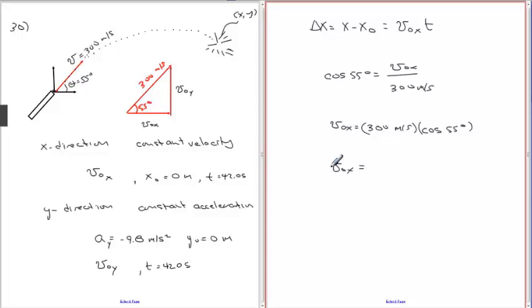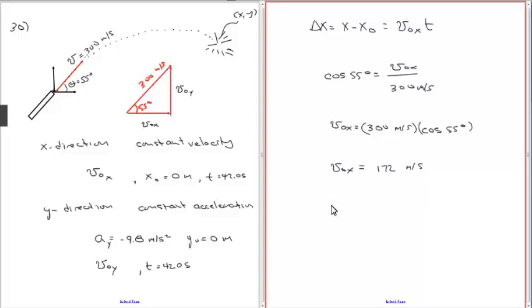Yes, I am on my calculator. So we have 300 times the cosine of 55 degrees, which should be a little bit more than a half, which is 172 meters per second. So now we can just plug in here.